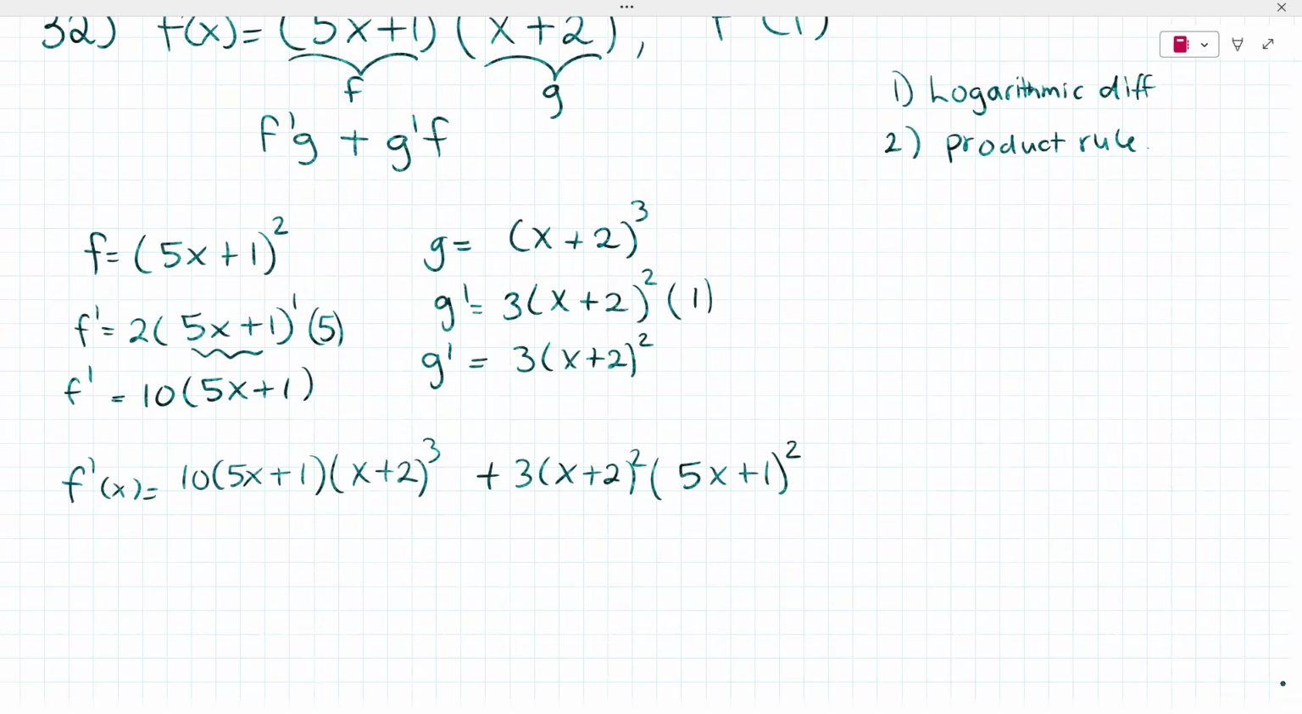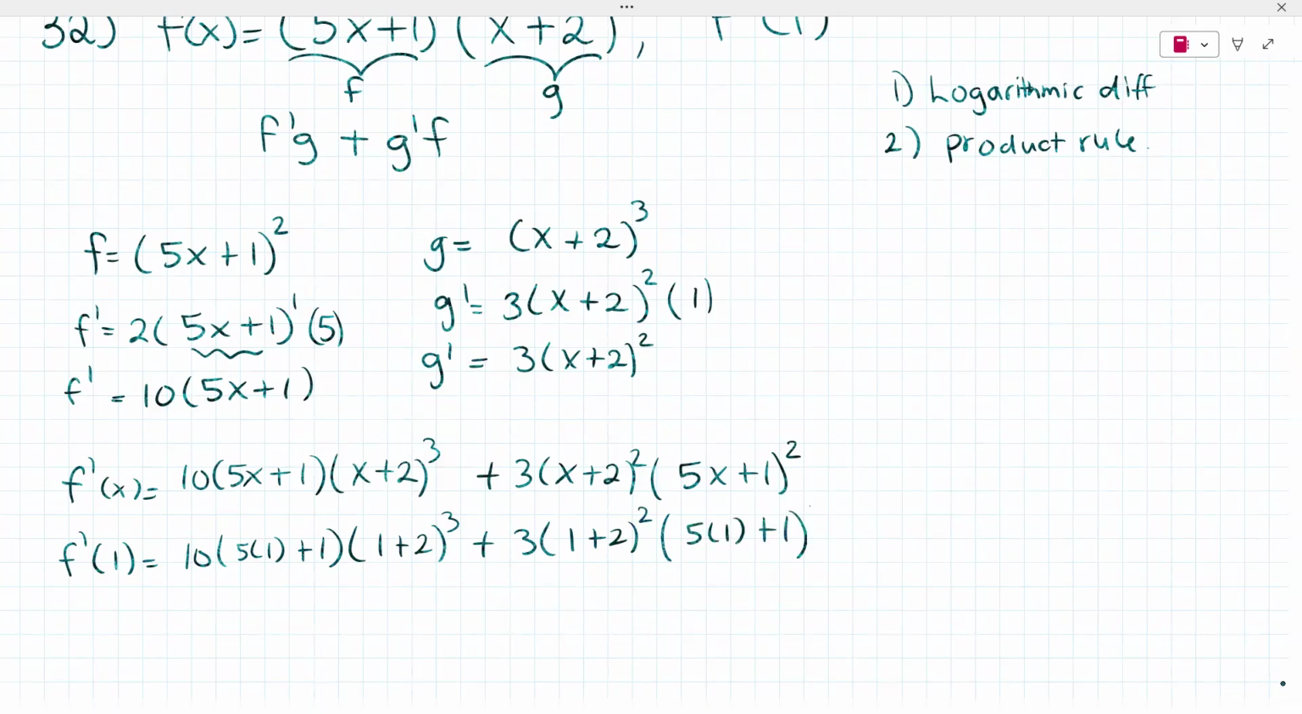And oh, that's not our answer because they want f prime of 1. So I wouldn't clean this up anymore. Because they want f prime of 1, just where we see x, plug in 1, right? So it's 10 times (5 times 1 plus 1), times (1 plus 2) cubed, plus 3 times (1 plus 2) squared, times (5 times 1 plus 1) squared.